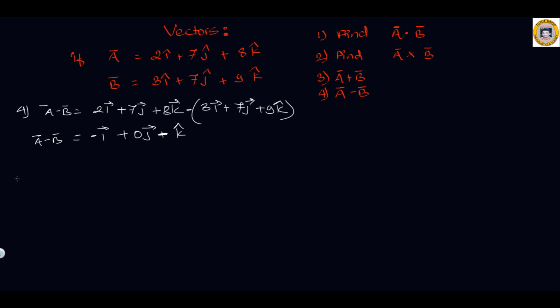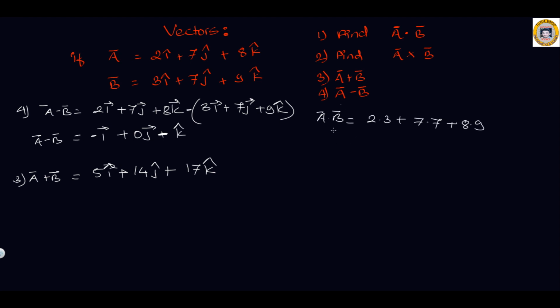Similarly, we can get number 3 quite easily, which is the sum of two vectors. You just have to add each component of the two vectors. So if I add the x components of the two vectors, which is 2 plus 3, that is 5i, plus if I add the j components, or y components, I would get 7 plus 7, which is 14j, plus if I add the k components, which is 8 plus 9, that is 17k. In this way we can find a vector plus b vector.